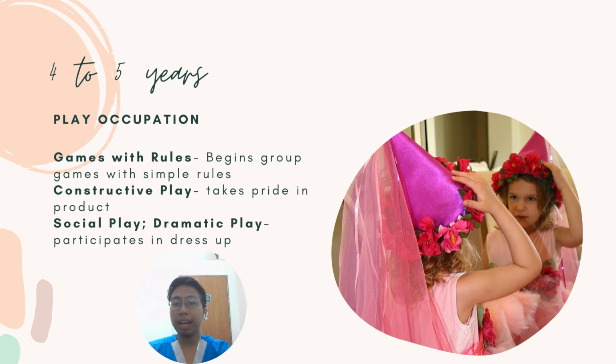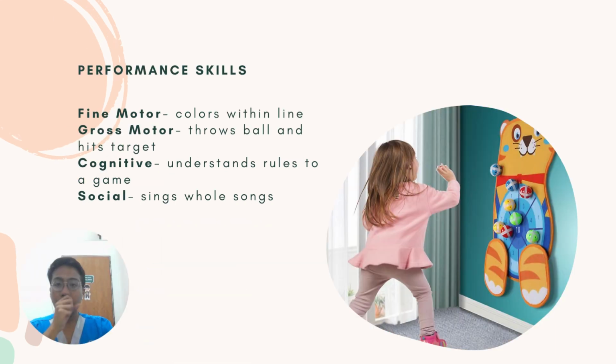And then constructive play includes taking pride in a product. For example, they have created something from Lego, and they say, look, I did this and all that. So that's an example. And then social play, dramatic play includes participating in dress up. You can see they are dressed up as a princess or a witch, for example.